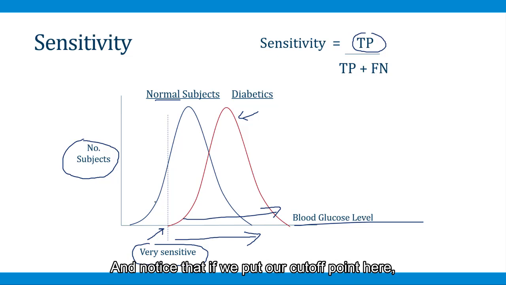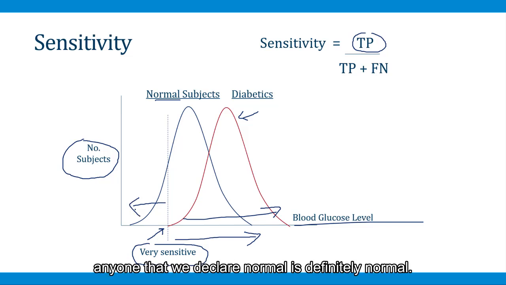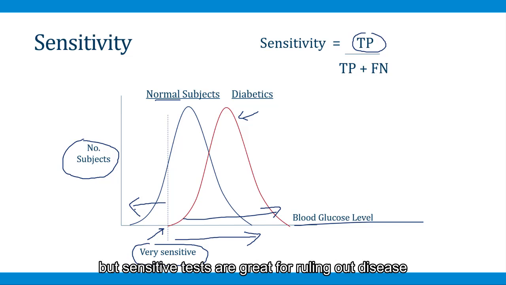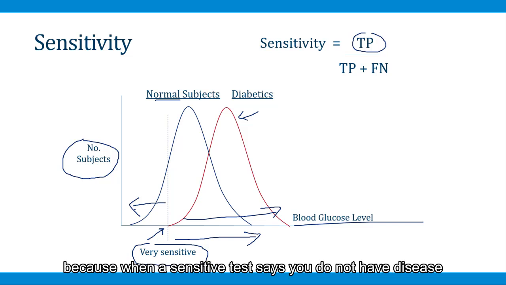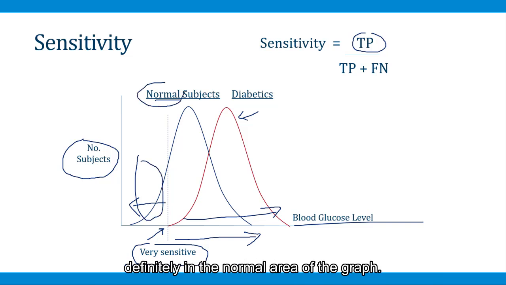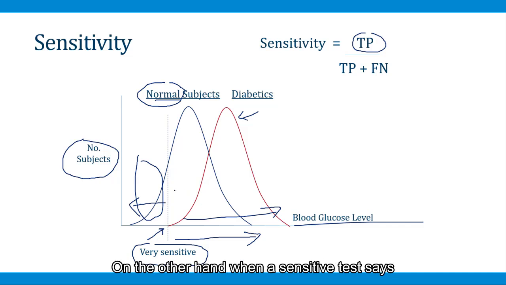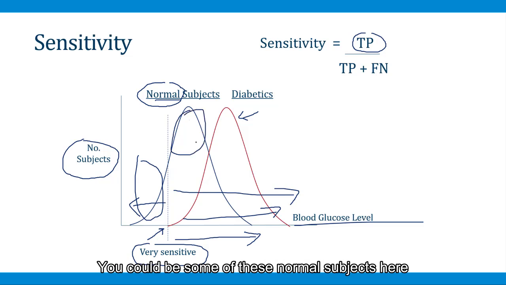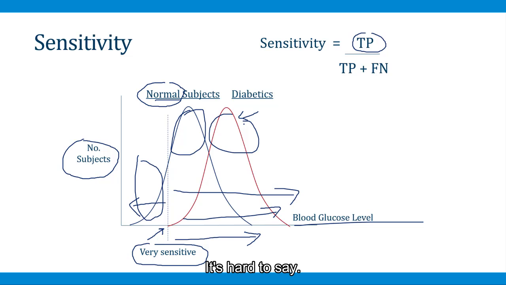And notice that if we put our cutoff point here, then anyone who is below the cutoff, in other words, anyone that we declare normal, is definitely normal. And so we'll come back to this point later, but sensitive tests are great for ruling out disease, because when a sensitive test says you do not have disease, then you're definitely over here, definitely in the normal area of the graph. On the other hand, when a sensitive test says that you do have disease, it means you're somewhere over here. You could be some of these normal subjects here, or you could be a diabetic. It's hard to say. The main utility of a sensitive test is for ruling out disease and declaring subjects normal who are negative according to the test.